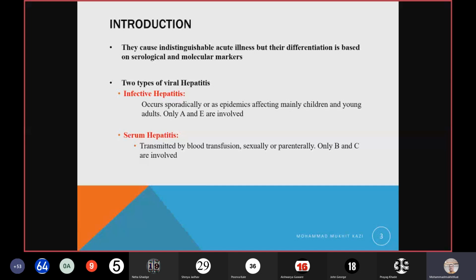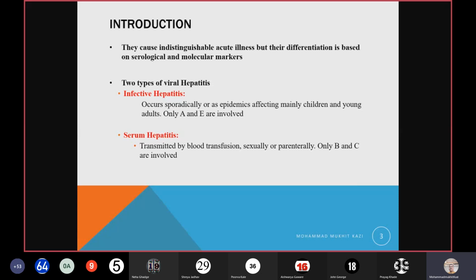Infective hepatitis occurs sporadically or as epidemics, affecting mainly children and young adults, and only A and E are involved. This is the type of hepatitis which gets transmitted fecal-orally. It means that it is transmitted through ingestion, basically. It does not transmit parenterally. The viruses included under infective hepatitis are hepatitis A and hepatitis E. Both of them are transmitted fecal-orally.